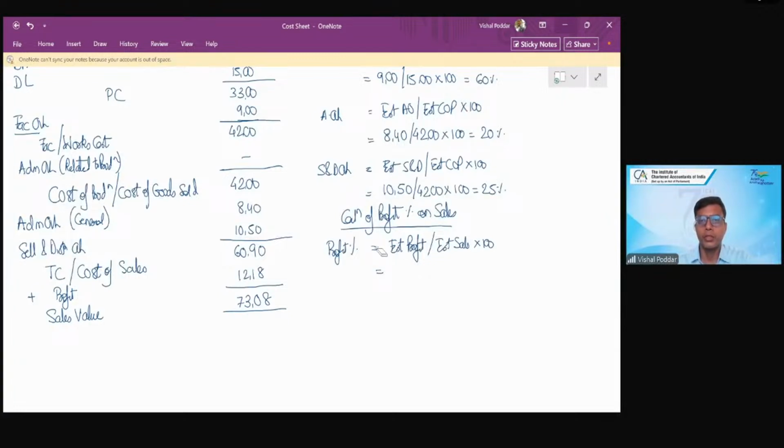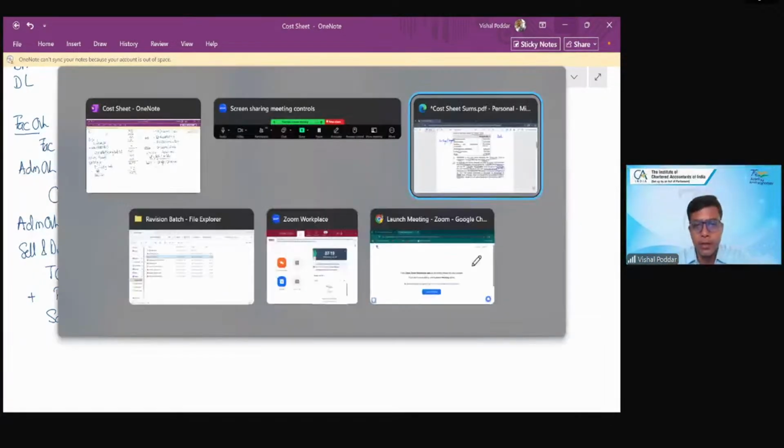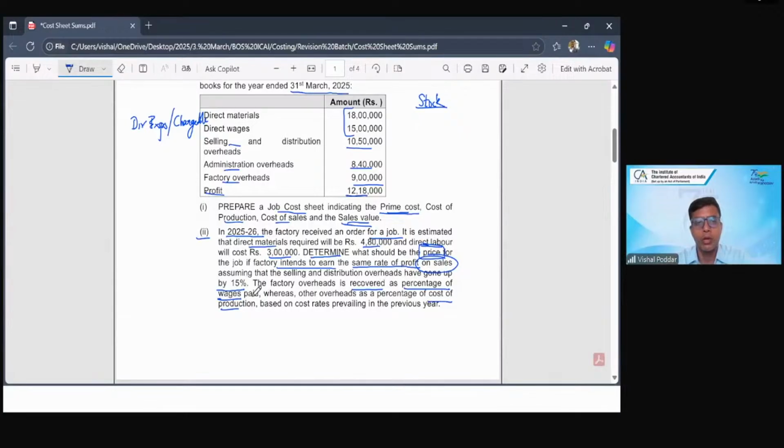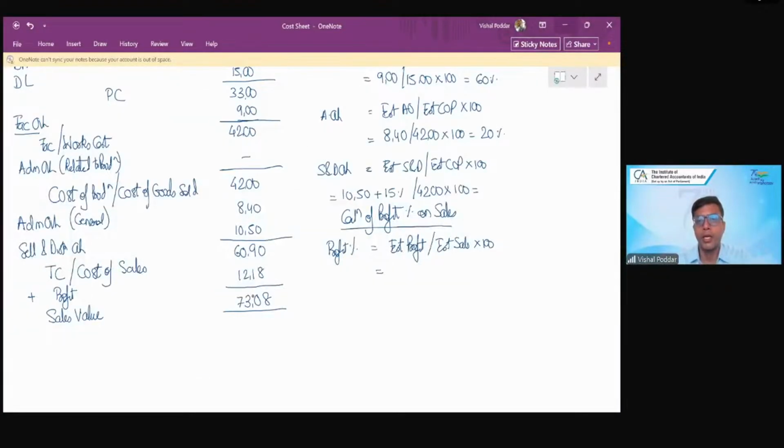So this is 60. And then final is my profit percentage. Sorry, one mistake I committed here. This cannot be 25. Why? Because they have given me some inflation. What is that inflation? See, assuming that the selling overheads have gone up by 15%. So before I find out the rate, I have to add 15%. Now you find out the rate. So 1050 is of previous year, but in the next year it is expected it will go up by 15%. So 1050 plus 15% and then divided by 42 lakhs to find out your rate.